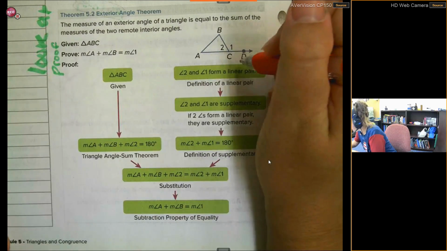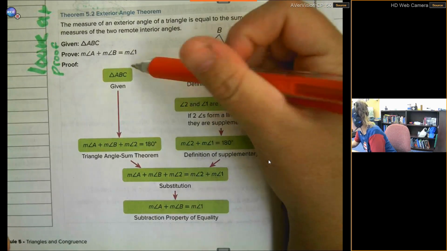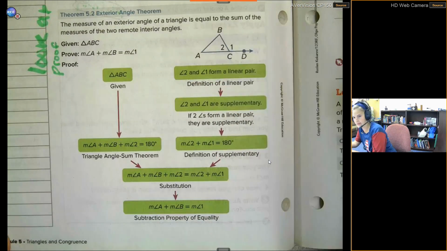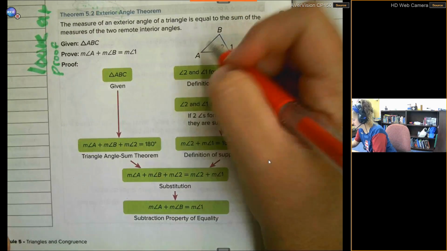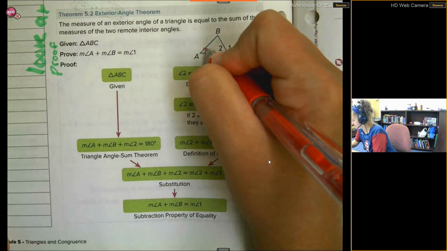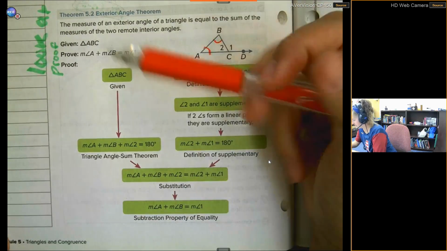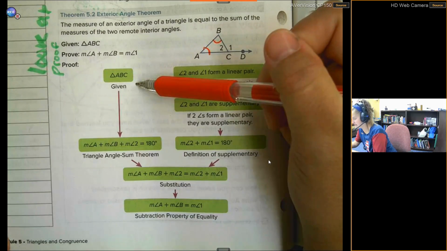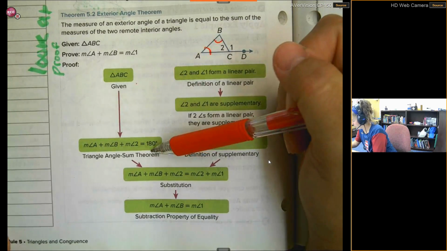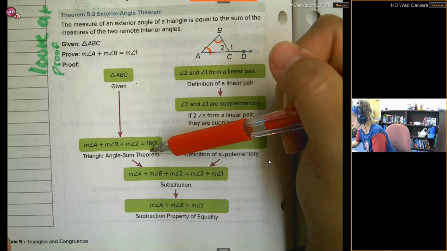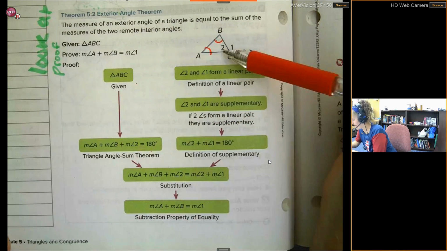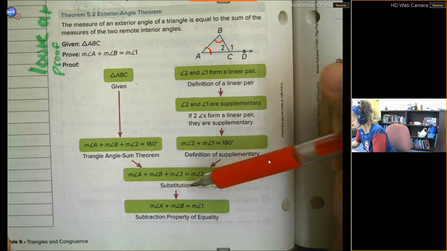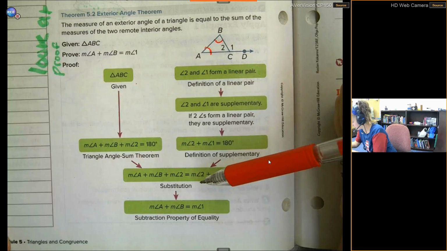So it gives us a proof for this. The measure of angle A and the measure of angle B equals the measure of angle 1, and that's for this picture over here. So it's saying that this plus this, and then it says we know that ABC is a triangle. That's given. We know that the measure of A, measure of B, and the measure of 2 have to add up to 180 degrees because that's all triangles. Then we can substitute.